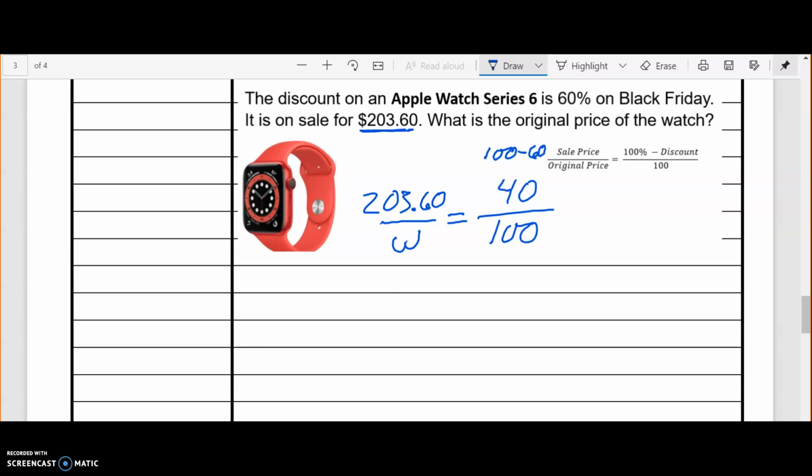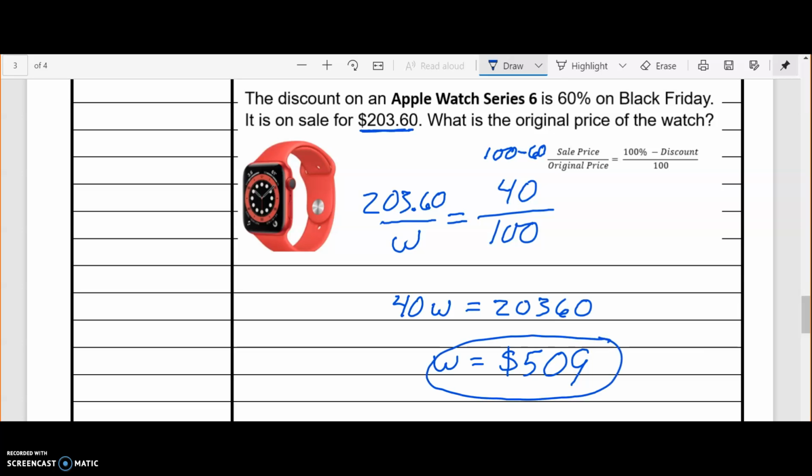So if we do our cross products, we get 40W equals 20360. Then if we divide by 40, so let me do that on a calculator, we end up with $509. So pretty expensive, but at least you got it on sale. So 203 is a lot better than 509. Then somebody could take that and sell it for more, right?